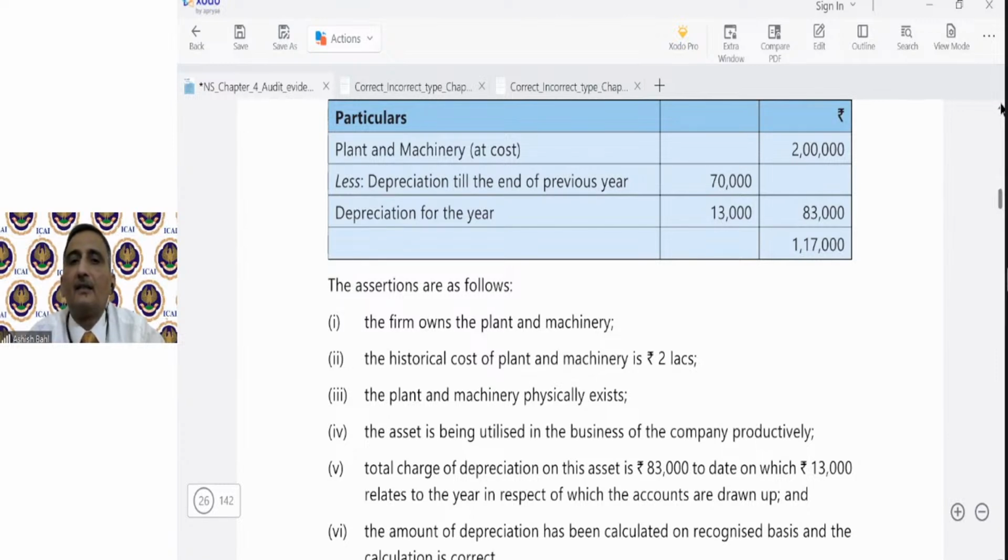So positive assertion. The firm owns the plant and machinery. So it is a positive assertion. There is nothing negative about it. The plant and machinery physically exists. It is also a positive assertion. So all these are positive assertions. The historical cost of plant and machinery is 2 lakhs. It is expressly stated. So it is an explicit assertion, explicit and also positive.